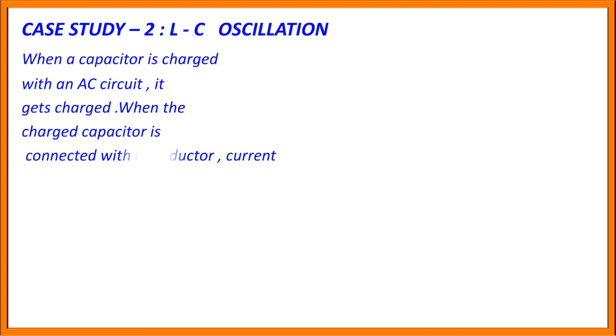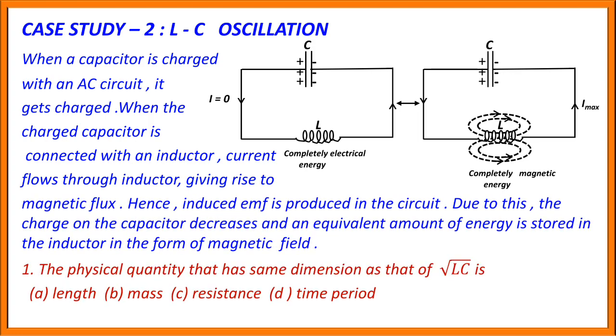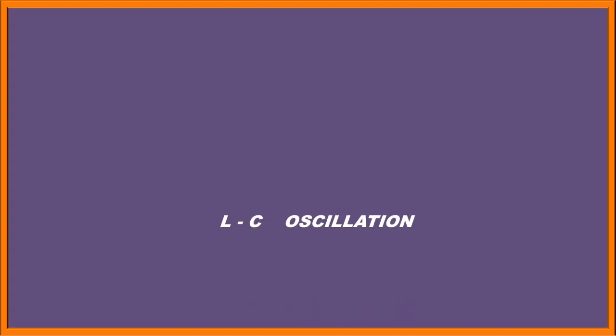Now the other case study, which is based on LC oscillation. Here you can see the passage given. Now according to this passage, you have to find the correct answer for question number 1. The question 1 is, the physical quantity that has same dimension as that of root LC is length, mass, resistance, time period. The correct answer here is option D, time period.